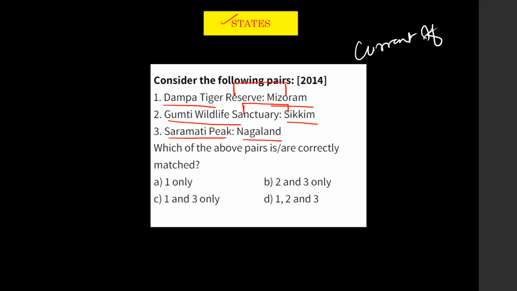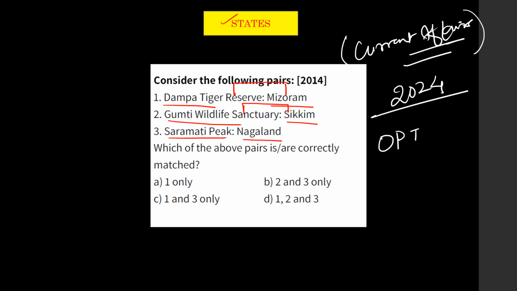What I have observed is that generally all the tiger reserves or wildlife sanctuaries which are asked in the prelims examination that year were in the news in the last one year's current affairs. So guys, if you are preparing for Prelims 2024, then you can refer to our Environment Optima notes. In our Environment Optima notes, we will be covering all the important protected areas in detail.